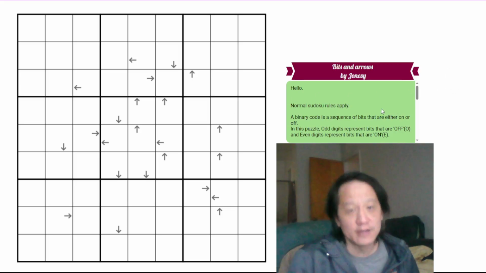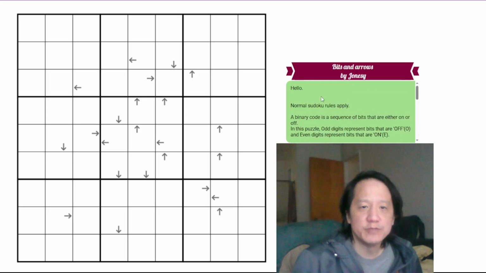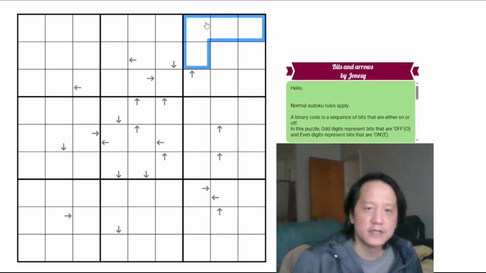Normal Sudoku rules apply, which means in every cell in the grid, place a single digit from 1 through 9 such that there are no repeats in any row, column, or designated 9-cell region, which is a box in this case.